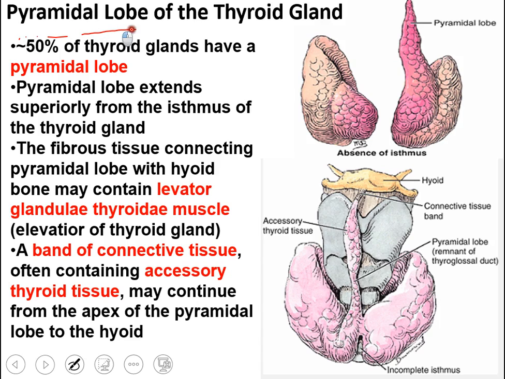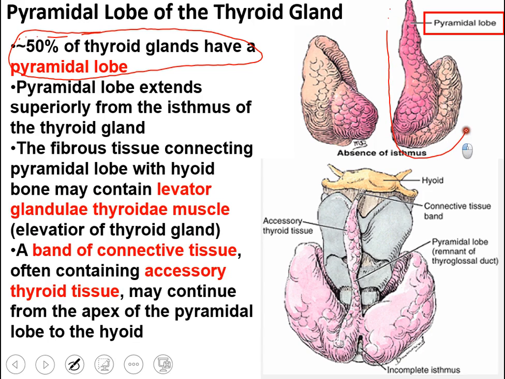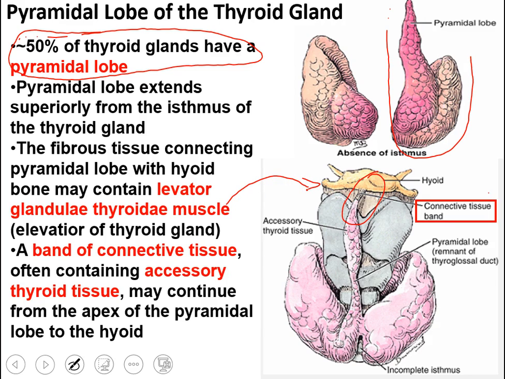As I said before, in 50% of cases, thyroid gland has two lobes only. But in the rest of cases, thyroid gland also has a lobe which we call the pyramidal lobe. This lobe, which varies in size, extends superiorly from the isthmus of thyroid gland, usually to the left of the median plane, somewhere above the left lobe. In some cases, the top of the pyramidal lobe is connected with the hyoid bone by a piece of fibrous tissue, which may contain muscle fibers, called levator glandulae thyroideae, a levator of thyroid gland.